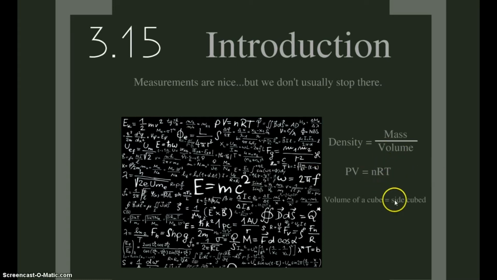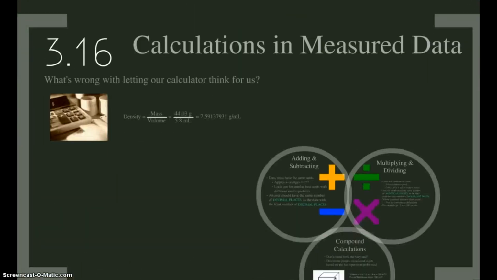That relationship holds. So yes, we have these measurements, but we find that there are these constant relationships between measurements, and that's really our goal in making measurements, to then use them in calculations. But then we want to ask ourselves, what does that mean about the accuracy and precision that we talked about before?